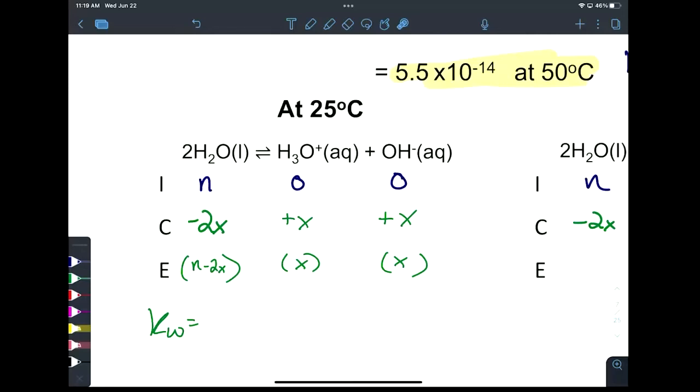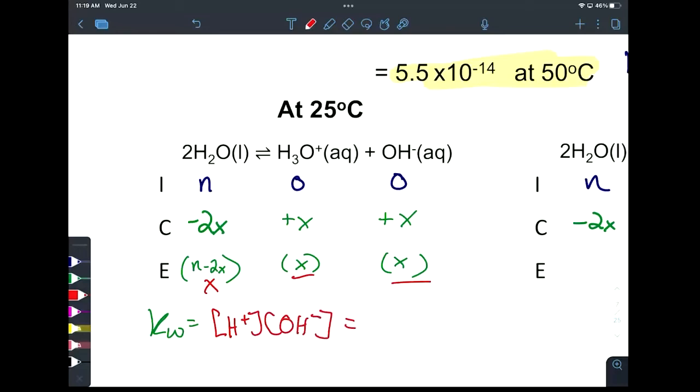No, we don't include what piece of information? Yeah, we don't have to include that. So it didn't actually matter that I put N there. We're only putting these two values into our KW expression. All right, so we get that KW equals H plus times OH minus.